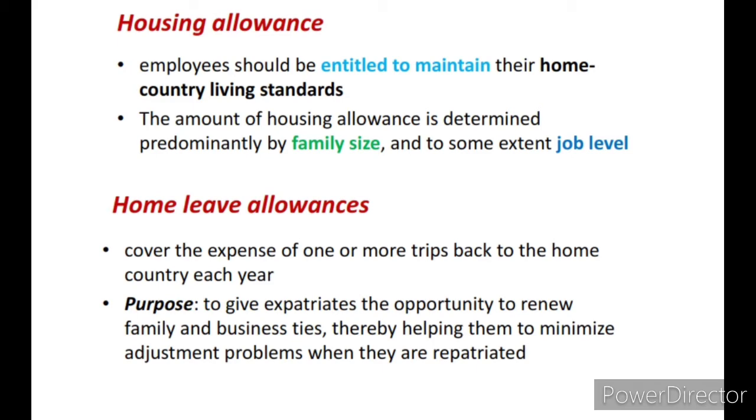The majority of the MNCs cover the expatriates' expenses of one or more trips back to their home country each year. This home leave allowance is given to the expatriate. The purpose of this home leave allowance is to give expatriates the opportunity to renew their family and business ties, thereby helping them to minimize adjustment problems when they are repatriated to the parent country.